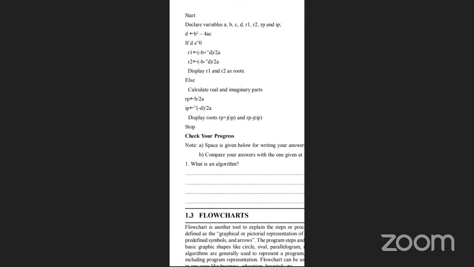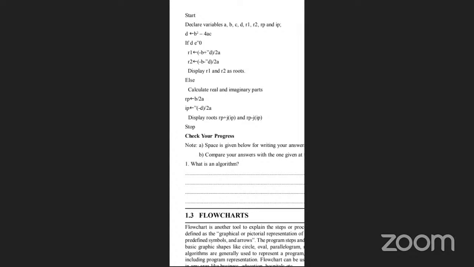d ← b² − 4ac. If d ≥ 0, r1 ← (−b + √d) / 2a. r2 ← (−b − √d) / 2a. Display r1 and r2 as roots.